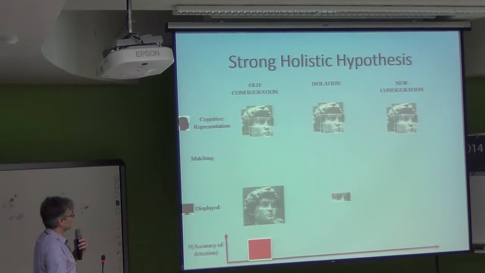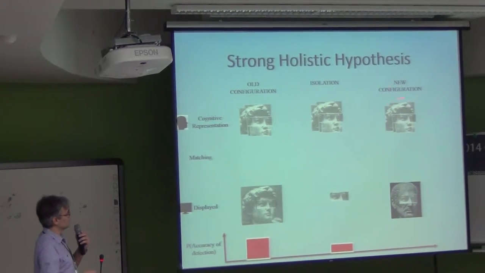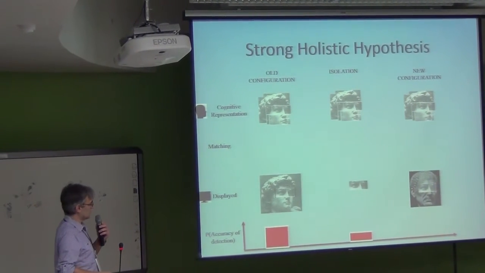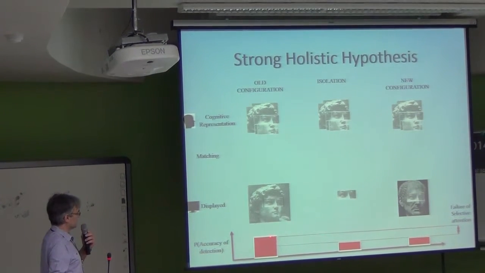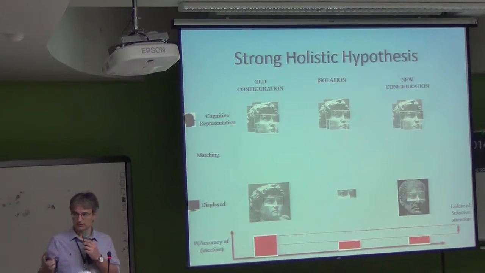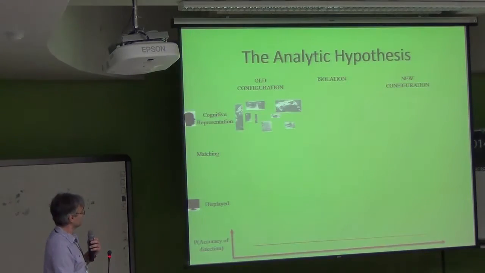If you're presented only with the isolated feature, and this is what you have in mind, then after some process you achieve a certain accuracy, but now it's lower, right? Because you're just missing this context, so you're running into some errors from time to time. And then if you're presented the same feature, but with a new background, so this is a new configuration, then it should also be difficult to make this distinction. So this difference in detection accuracy is called failure of selective attention. So we agree about what is failure of selective attention, the part-whole paradigm.